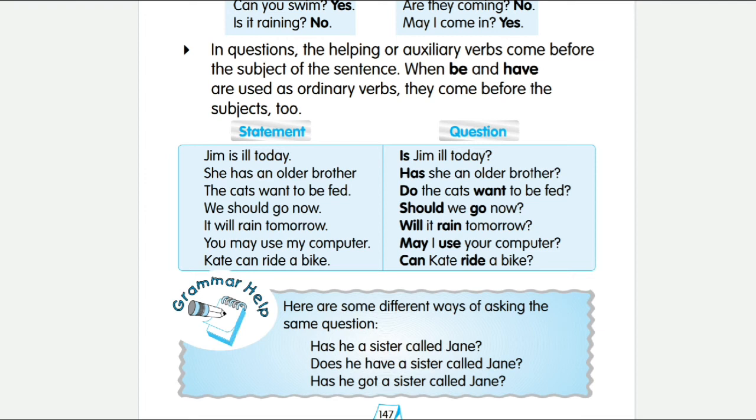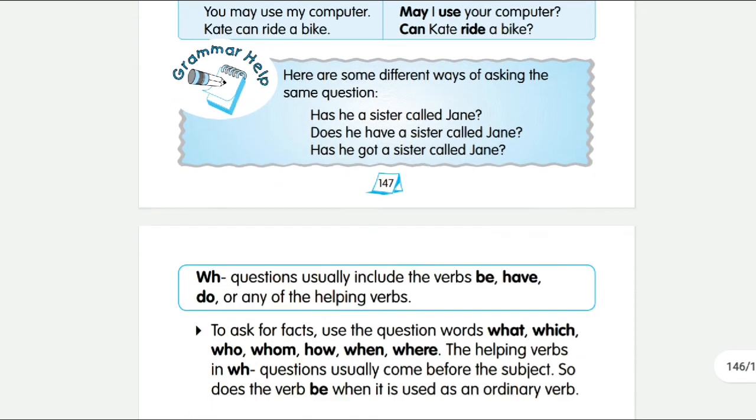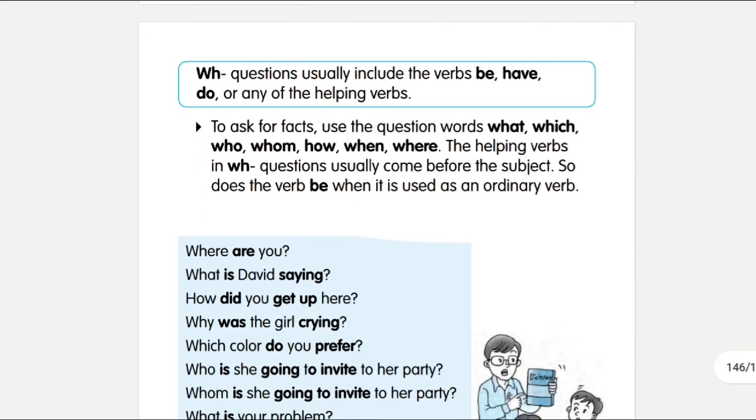She has an older brother. Has she an older brother? The cats want to be fat. Do the cats want to be fat? So like that, you can make question sentences using the verb at the front.